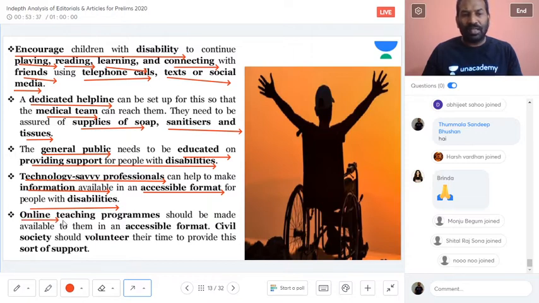And the other measure is, online teaching programs should also be taken into consideration. Online teaching programs also should be taken into consideration, and it has to be in an accessible format, what I was talking about in regards to the listening impaired, or in regards to Braille structures.